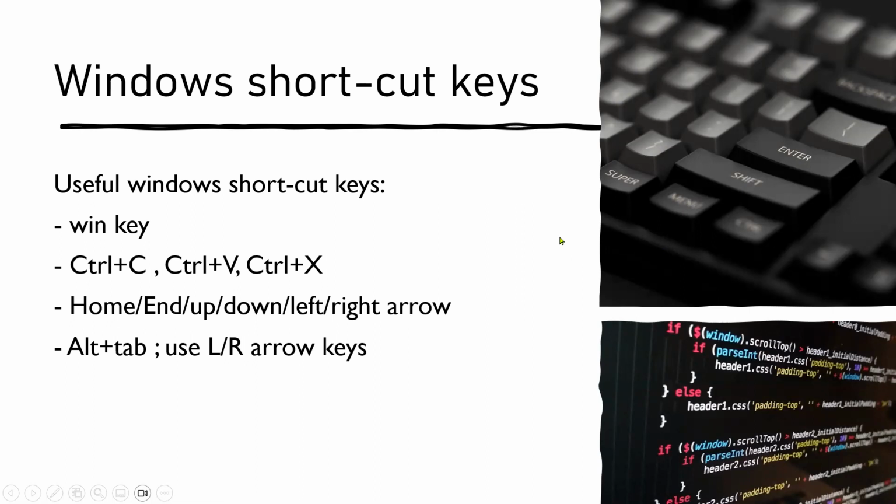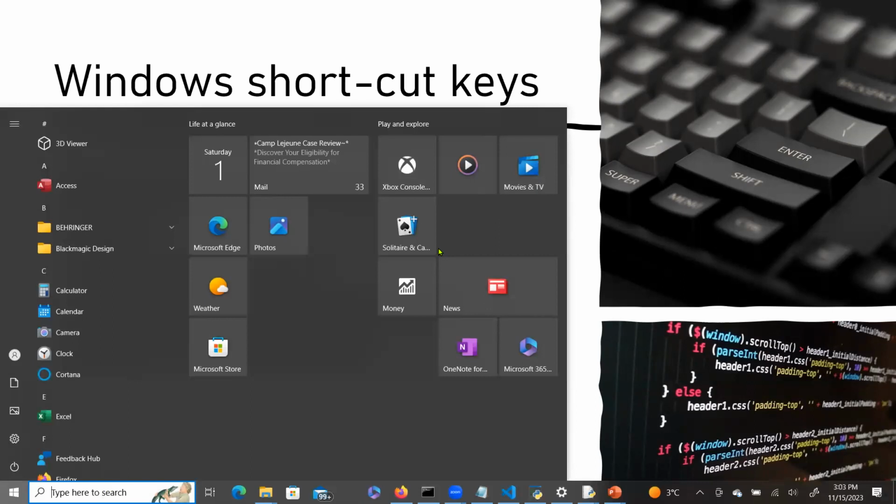Before we start, I would like to tell you about Windows shortcut keys. There are many Windows shortcut keys that can be useful, actually very useful when you are coding in Python. Let's become familiar with some of these. First of all is the Win key. I'm sure you know about this one. That's the key on the keyboard. When you press that one, it gives you a kind of window like this, with some information about your computer.